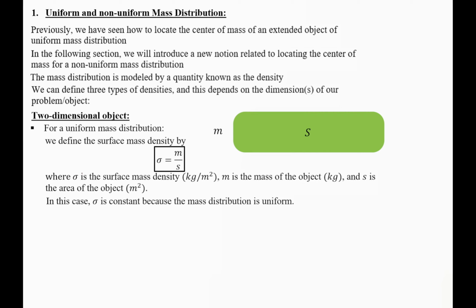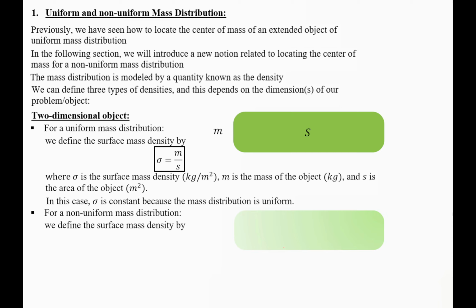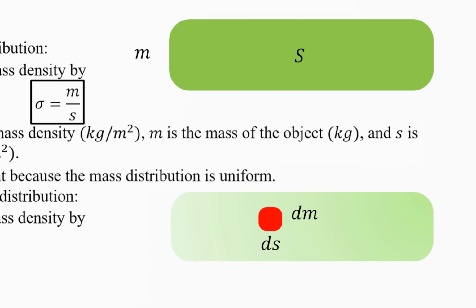In this case, sigma, which represents the mass distribution over surface area, would be assumed to be constant. Now what about non-uniform mass distribution, represented by the gradient color? We define the surface mass density by choosing a certain point on the surface, having a mass dm because it's a very small mass on a very small area. Now this shape here is exaggerated, in the sense that a small particle-like point extracted from this object should be extremely small.